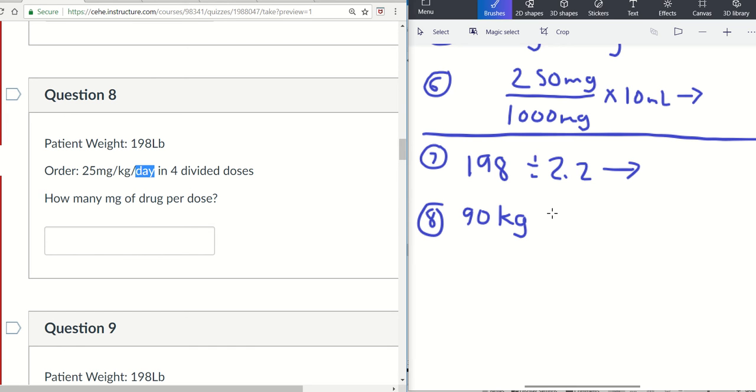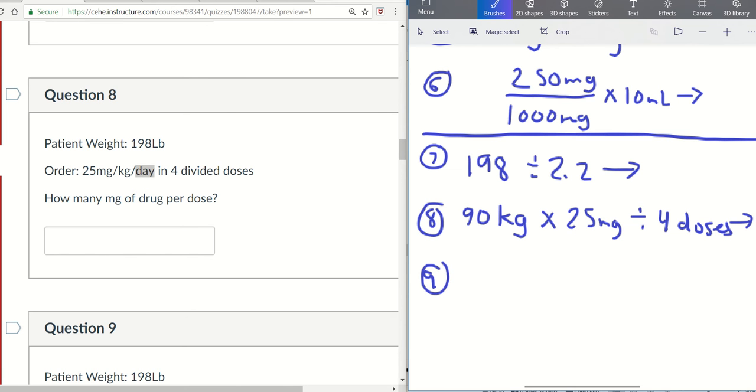So, first we multiply by 25 milligrams and then we divide by 4 doses. That's the new thing for this question. How many milligrams per dose? Yeah, let's put it in there. 562.5 milligrams. We'll round at the end.